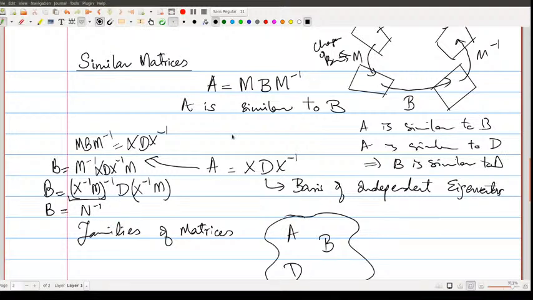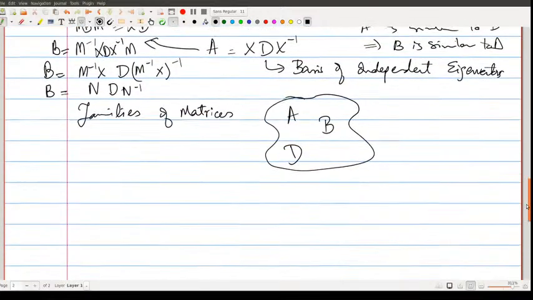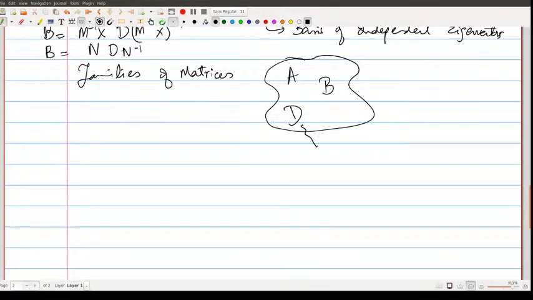or maybe if you want to keep it in this same form, then instead of writing M inverse X as an inverse, I can write this as M inverse X whole inverse. Remember, if you're taking the inverse of a product, then you have to change the order, right? And so this gives me M inverse X. So I can write this as N D N inverse. Okay, so B is similar to D as well. So they're all in the same family. And what we mean here is that this is the nicest member of the family because it just gives you a basis of independent eigenvectors, the nicest member of the family.